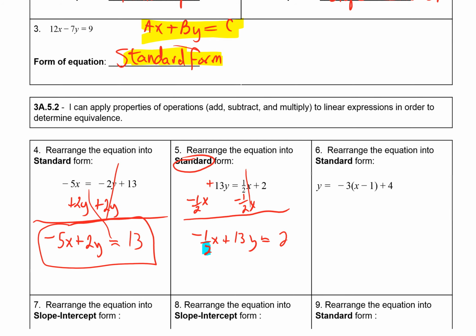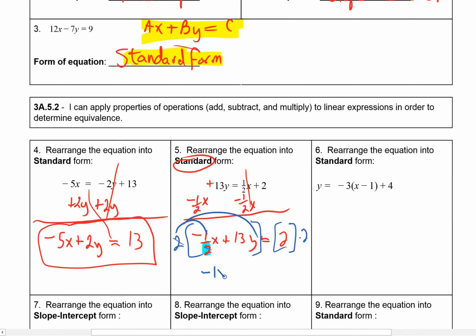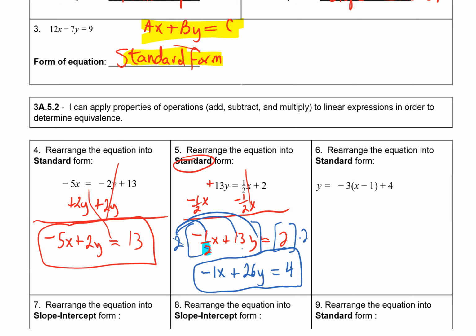So the way we fix that is we just multiply the left side and the right side by that common denominator, by that denominator of a 2. When you multiply 2 right here, they're going to cancel. You'll just have a minus 1x. 2 gets multiplied to 13. You will get 26y. And on the right side, we multiply by 2 also. 2 times 2 is a 4. There you have it. You've gotten rid of your fraction. You multiplied by 2 to every single term.